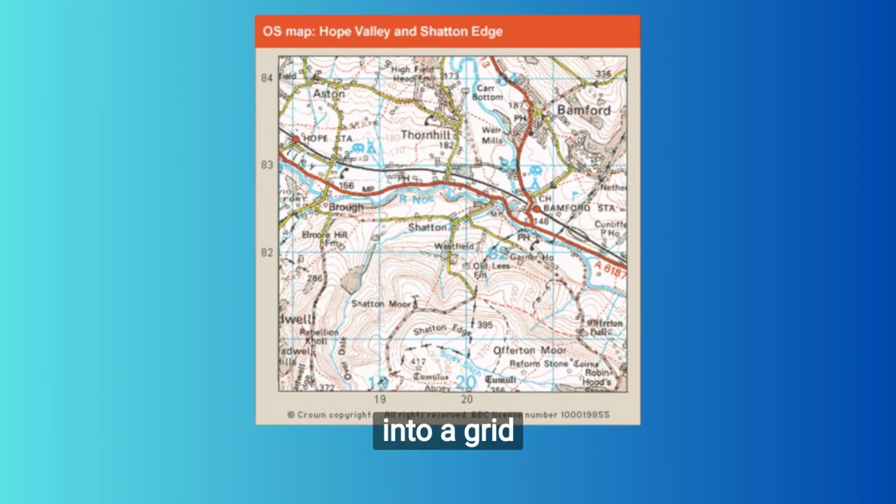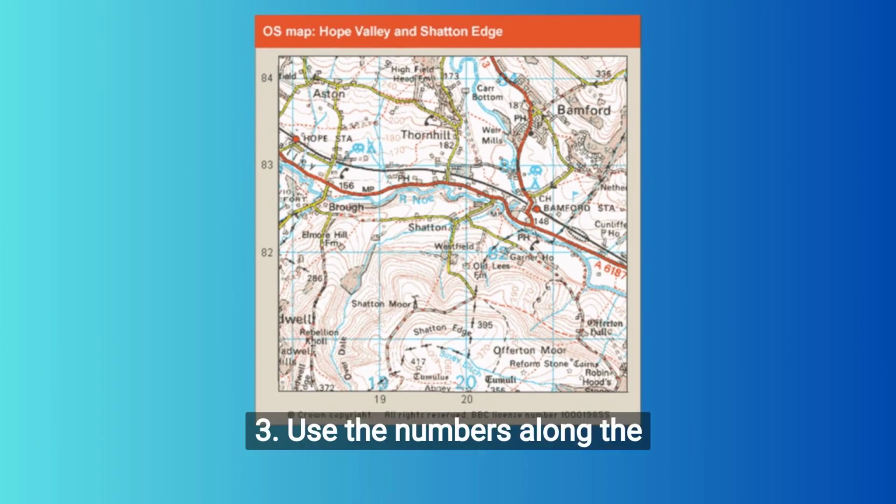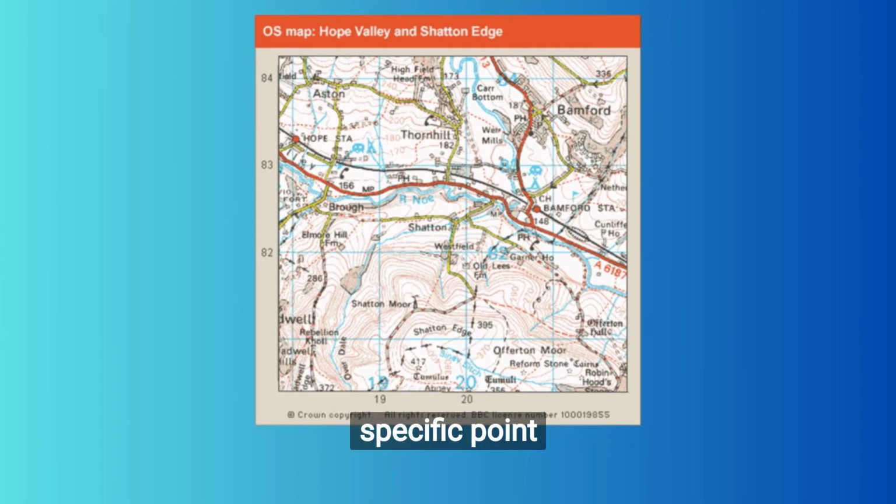1. Divide the map into a grid. 2. Use the grid lines to identify the square the point is in. 3. Use the numbers along the grid lines to identify the specific point.